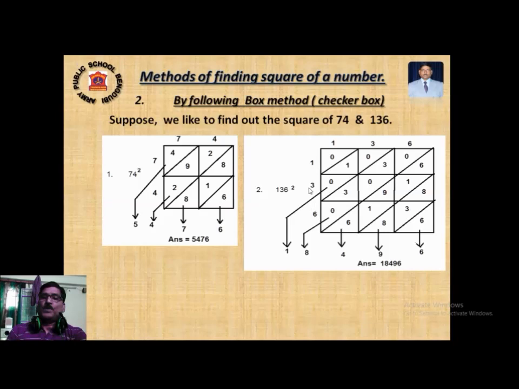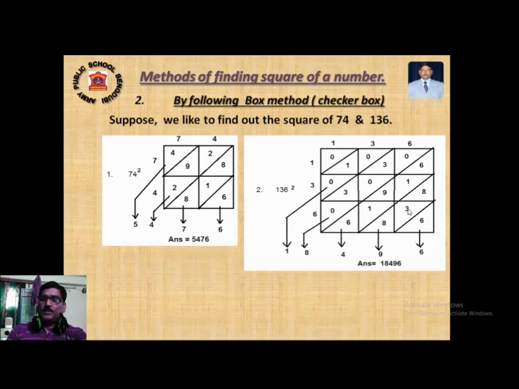Now find the products. 1 times 1 is 1, that we can write as 0 1. 1 times 3 is 0 3, 1 times 6 is 0 6. Now again, 3 times 1 is 0 3, 3 times 3 is 0 9, 3 times 6 is 18, 1 and 8. Now the last products: 6 times 1 is 0 6, 6 times 3 is 18, 1 and 8, and 6 times 6 is 36, 3 here and 6 here.